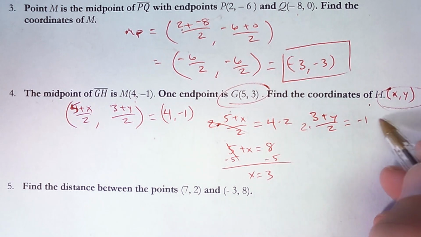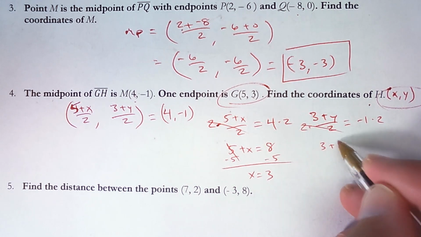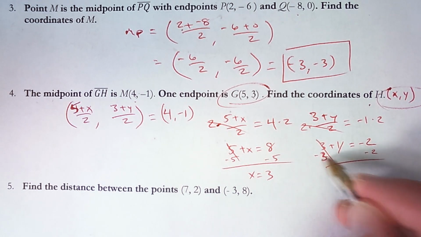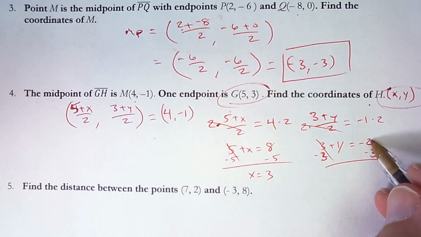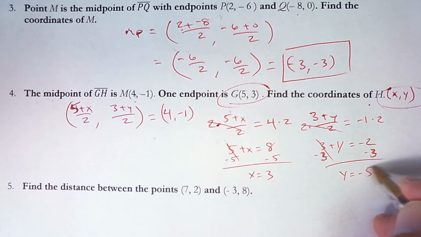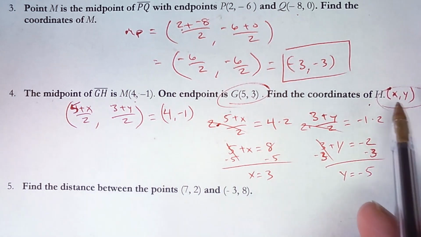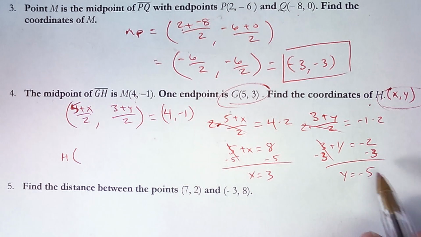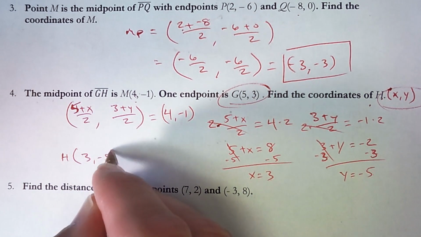Okay, multiply both sides by 2. 3 plus y equals negative 2. Subtract 3. Negative 2 minus 3 is negative 5. Okay, the other endpoint is 3, negative 5.